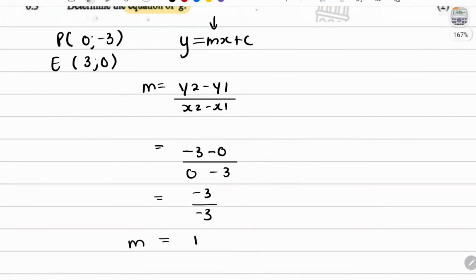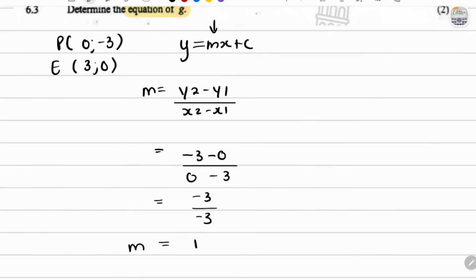Okay, so we have our gradient. Now we just have to find c. So there are 2 ways. You can substitute into this and then find c, or you could use this formula. I like to use this formula: y minus y1 is equal to m bracket x minus x1. The y1 and the x1 just stand for a coordinate that you're going to substitute in. I'm going to choose the point E because it looks easier to use. So that's my x1 and that's my y1.